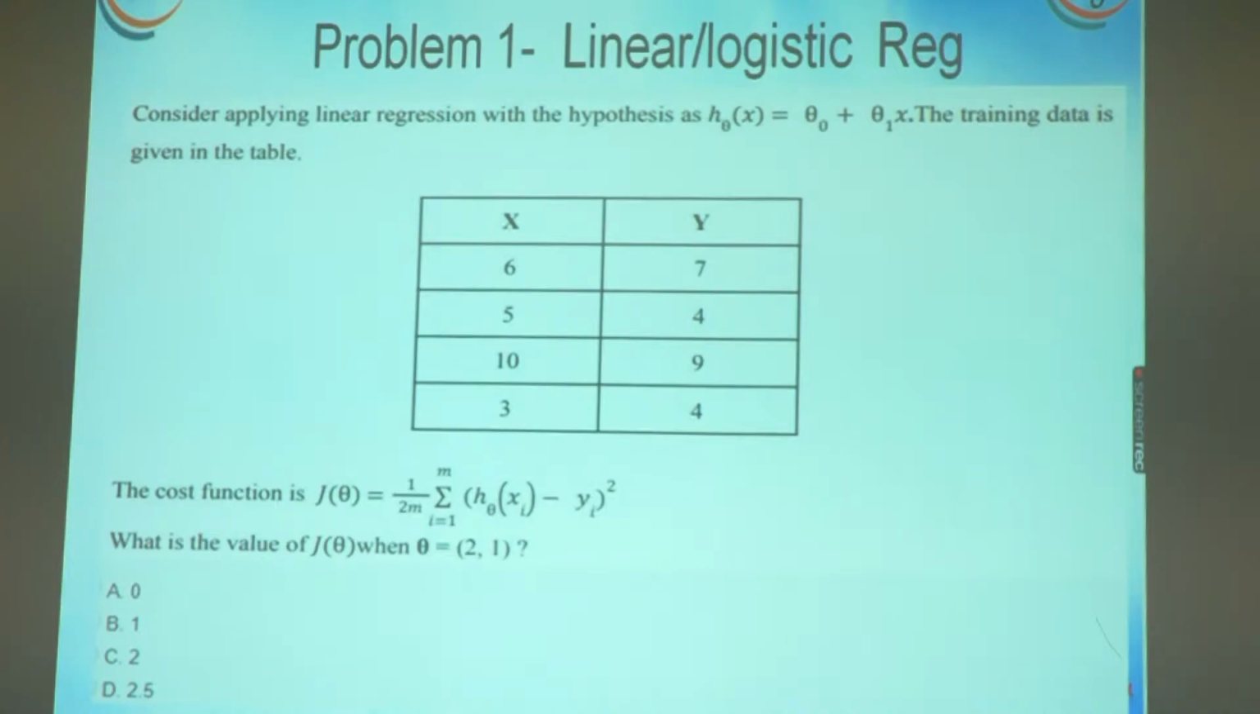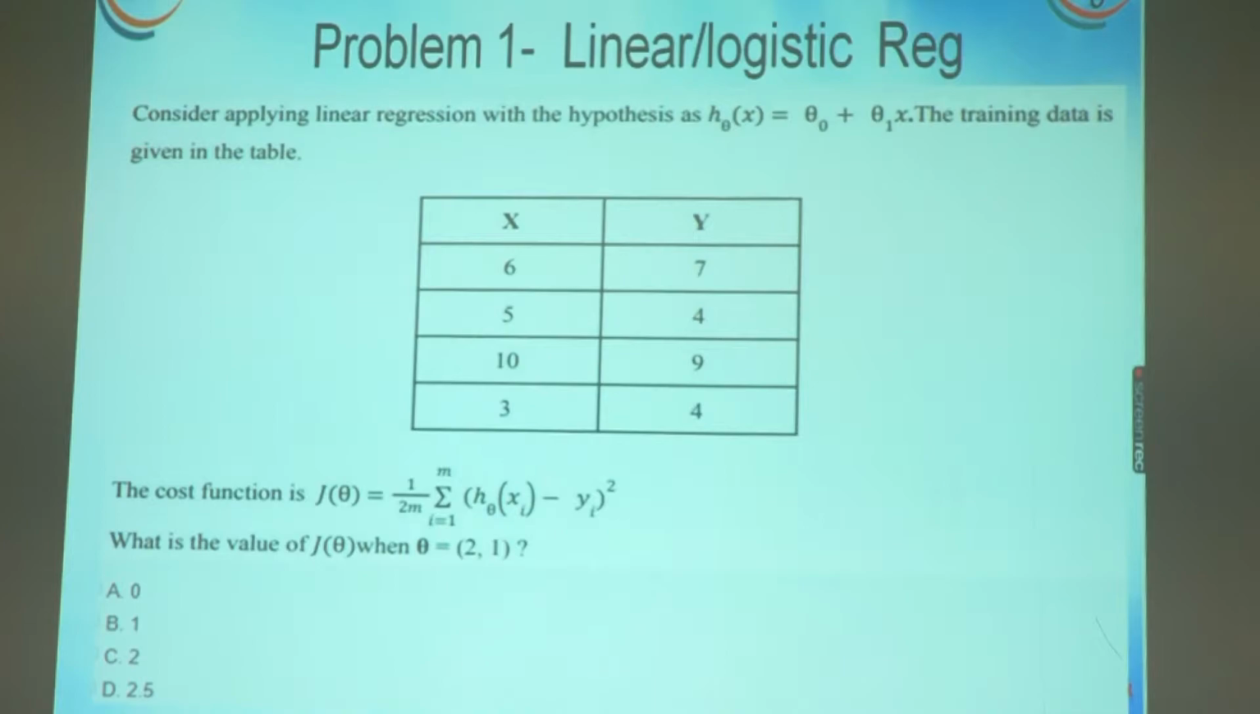Write down the formula for the cost function. What is the cost function? What is the table? And what is the hypothesis? These three are very, very important. And the new instance that we are getting is theta equal to 2, 1. I have theta naught as 2 and theta 1 as 1. Change the weights and find out the new error. We are finding the new error based on the weight updates or theta updates.